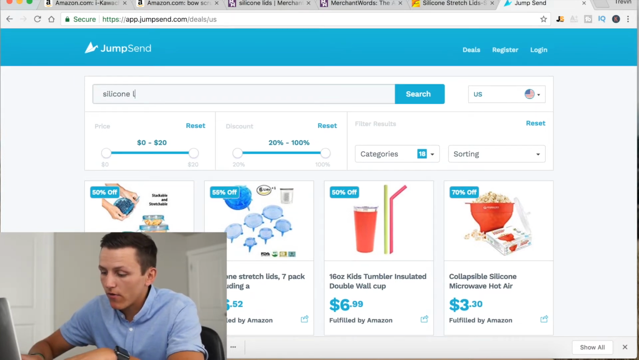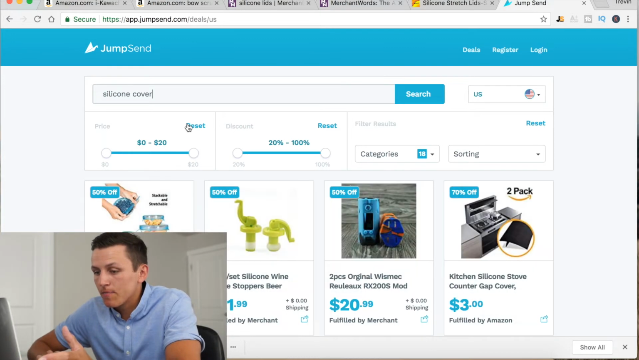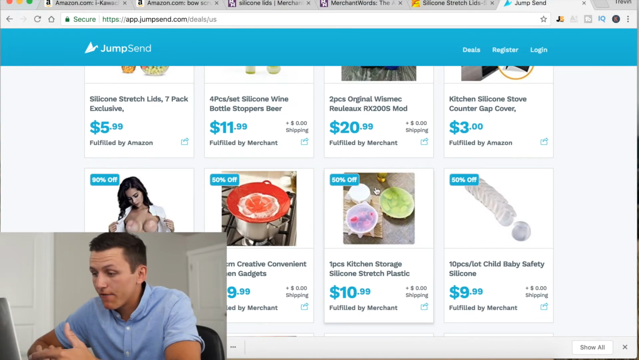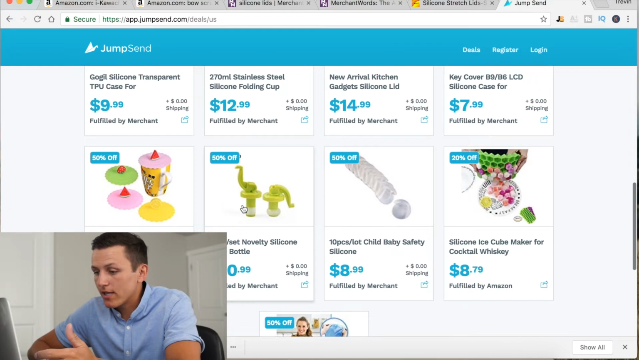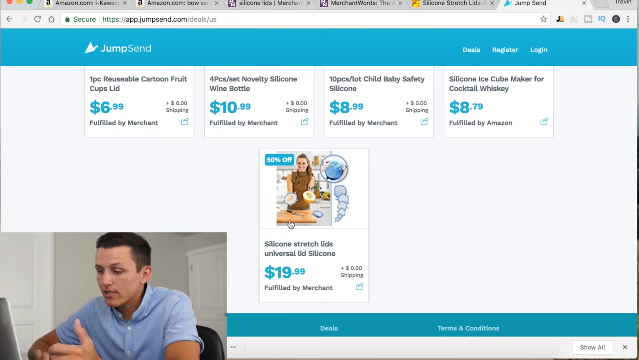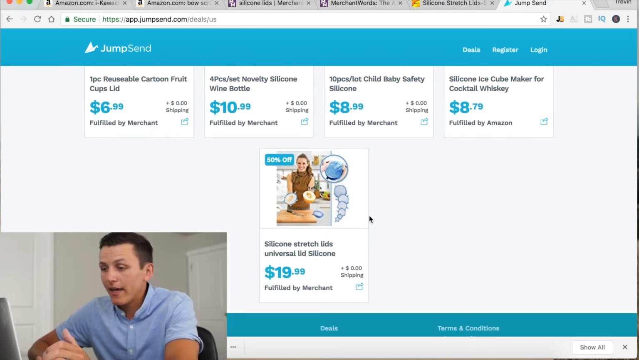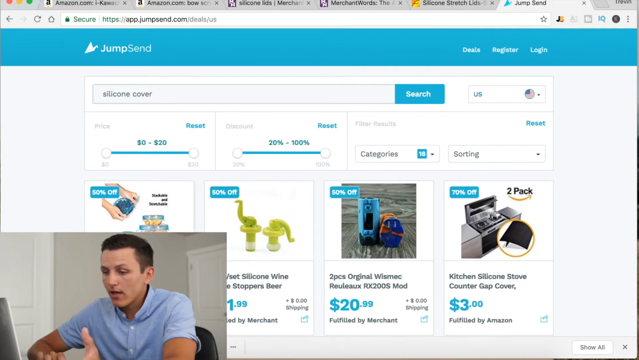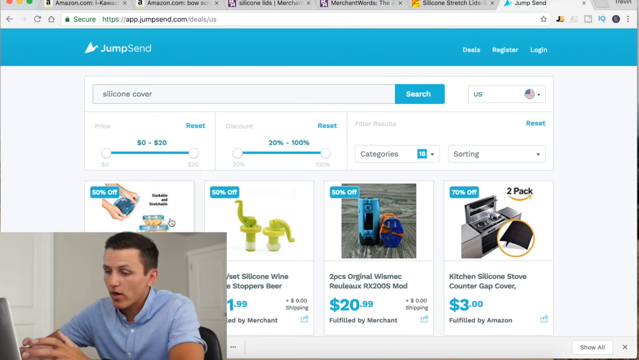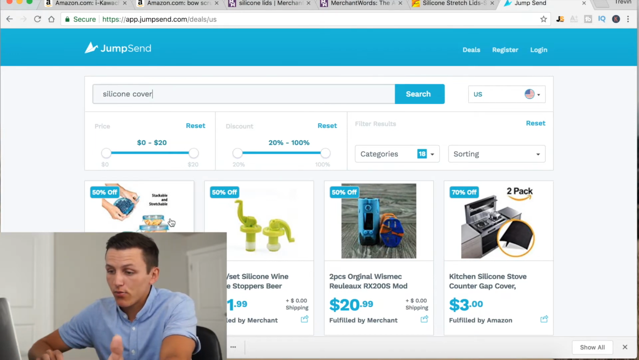So I could search silicone cover and see if there are some other products. And here's another one. Here's a different one. Here's some more. Here's some more as well. So as you can see, there's a lot of people trying to sell these silicone stretch lids. And that's a huge red flag, because if you're finding a bunch of people selling these products on JumpSend, that means that there are a lot of new sellers coming in trying to rank that specific product or keyword. So that's another red flag, and that's something that you want to avoid entirely if there's a bunch that show up on JumpSend.